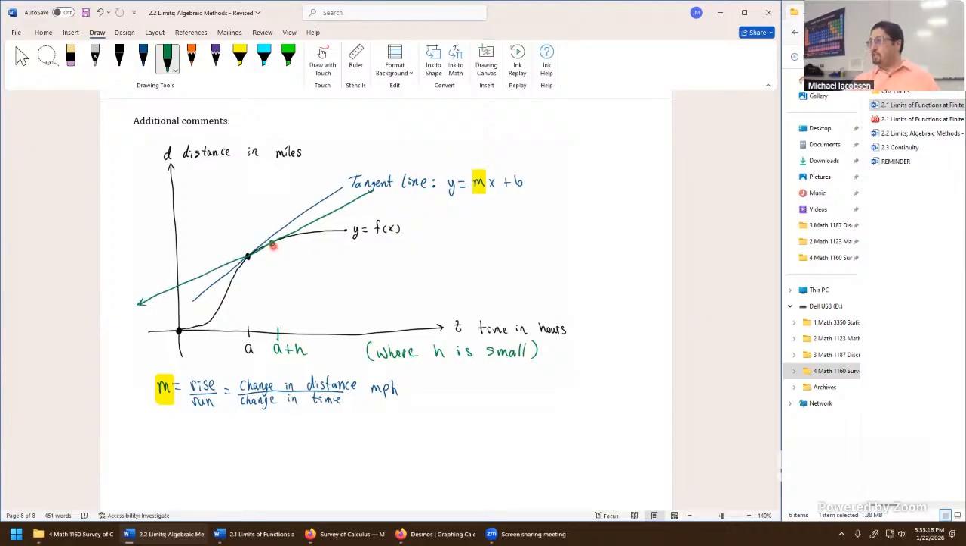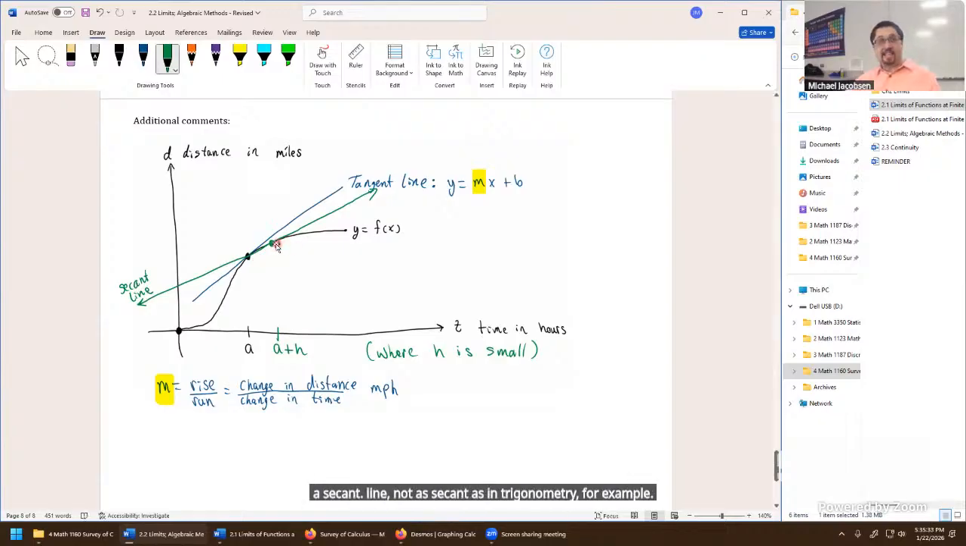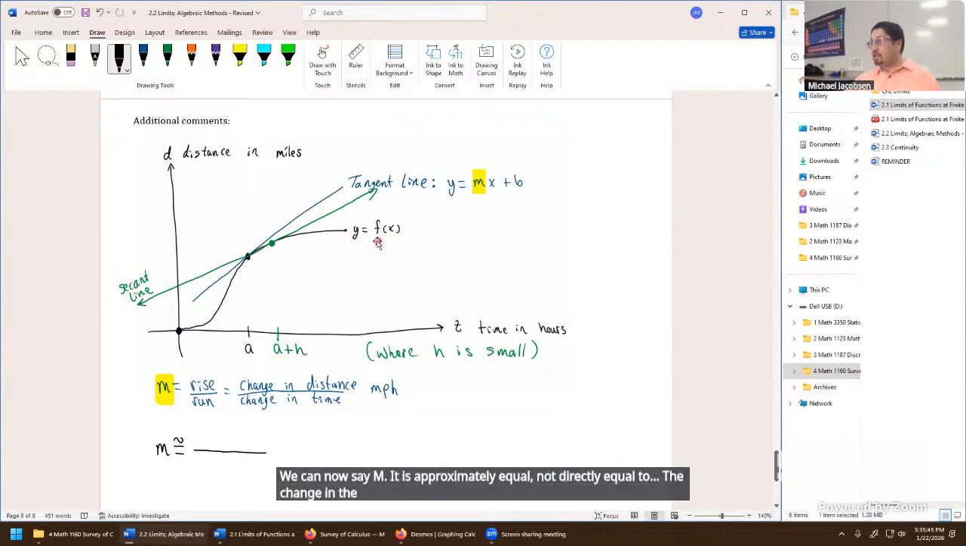So imagine that's a perfectly straight line going that way. It's not the tangent line. It actually has a new name called a secant line, not as secant as in trigonometry, for example. But with that secant line, we can approximate the slope. We can now say m is approximately equal, not directly equal to the change in the function values.